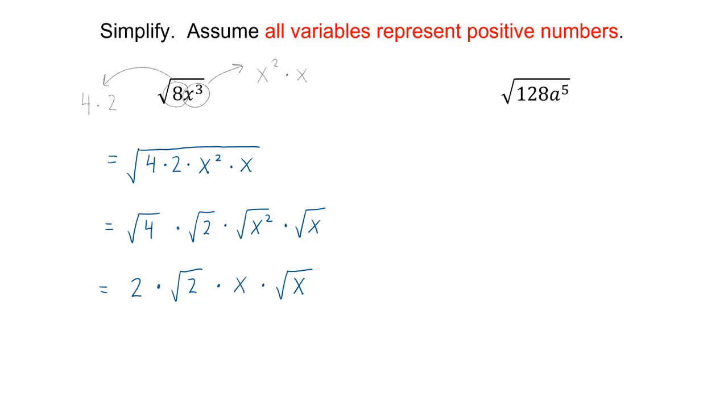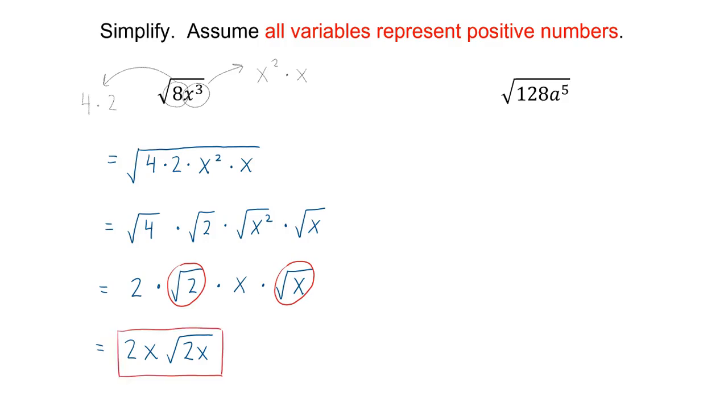Now let's group together all of the factors that are not underneath the square root symbol and the factors that are underneath the square root symbol. 2 times x is outside the square root symbol, and we have a 2 times x underneath the square root symbol. So the fully simplified form of the square root of 8x cubed is 2x times the square root of 2x. Again, because all variables represent positive numbers as given to us in our instructions, no absolute value bars are needed outside of the square root symbol.